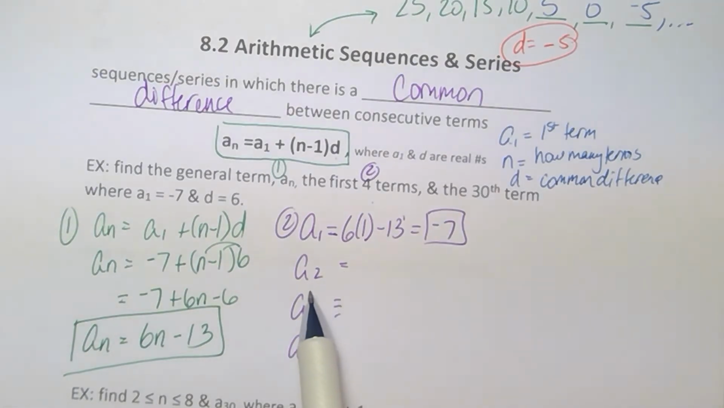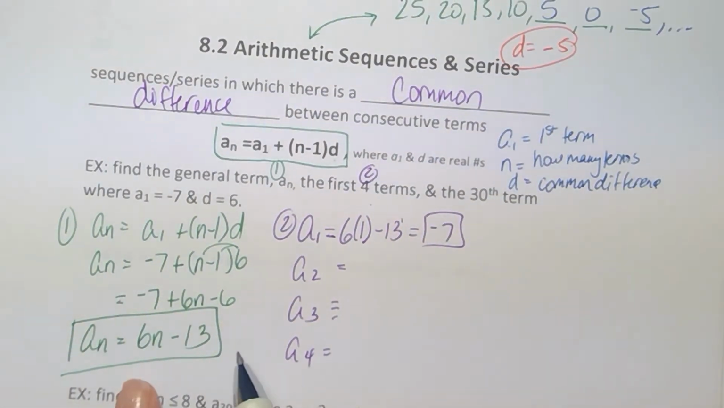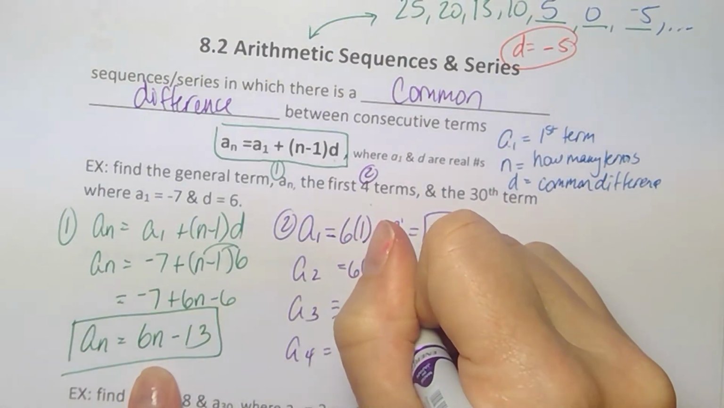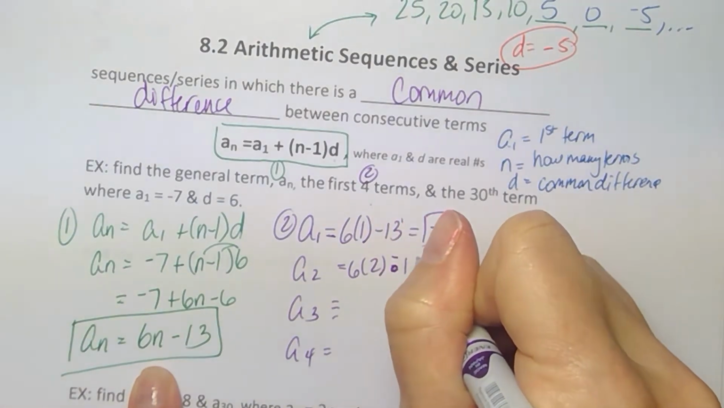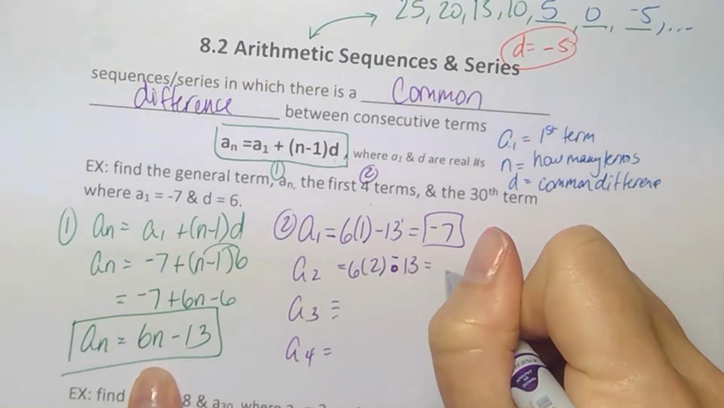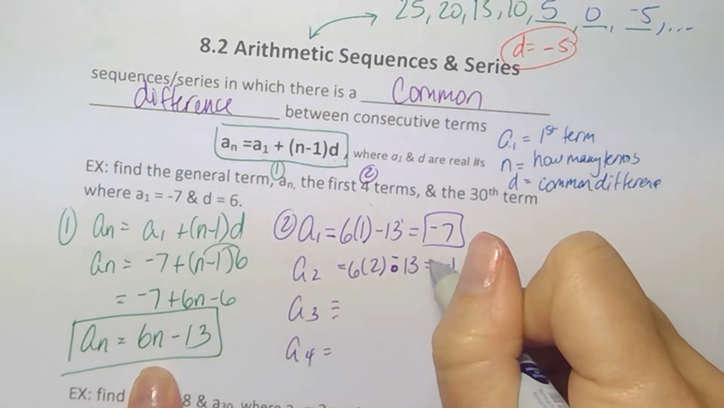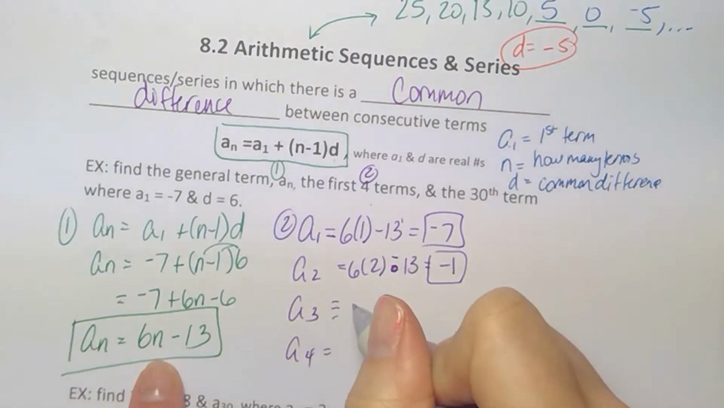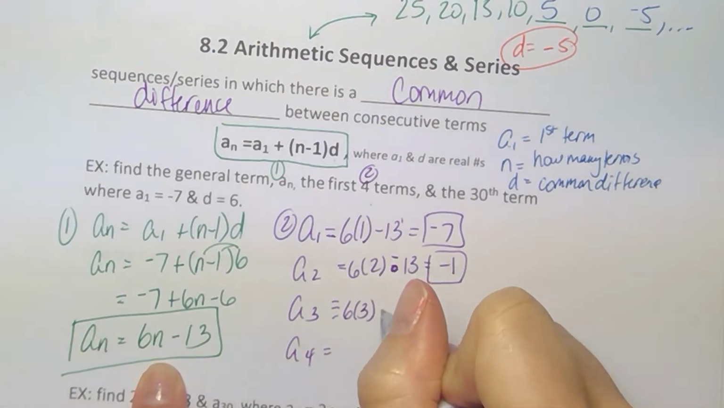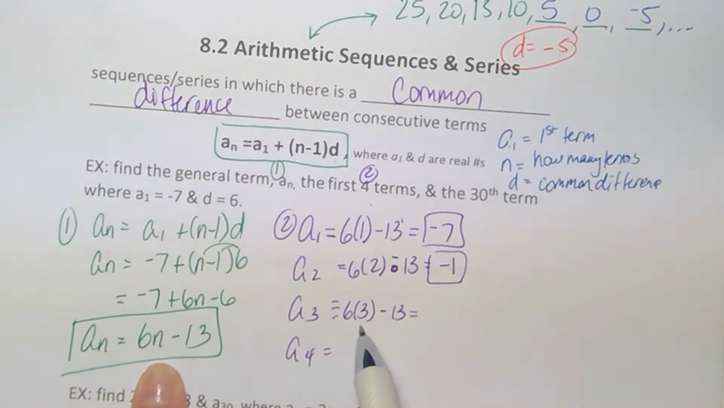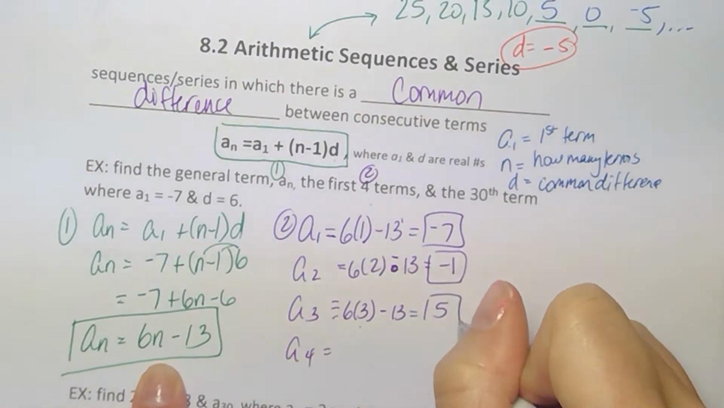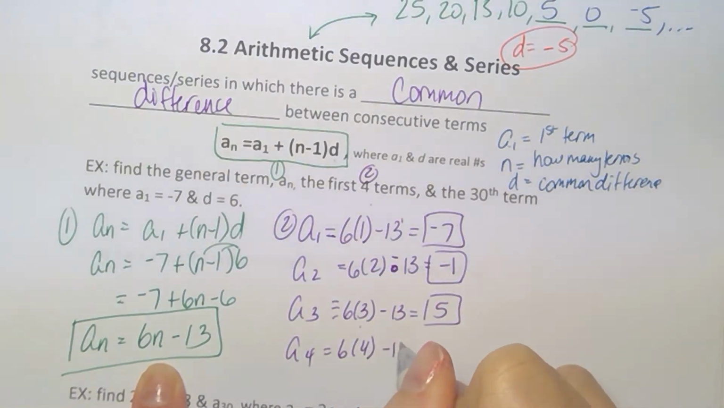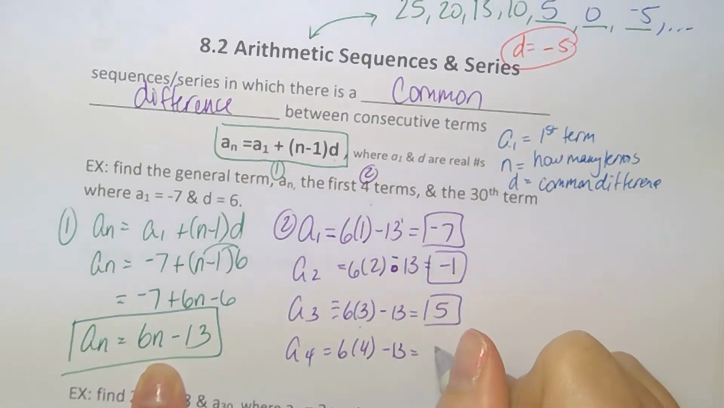Okay, so that was our first term. Let's do 2, 3, and 4, plugging into the general term. Now, if we plug in 2 where we have an n, we have 6 times 2 minus 13. 6 times 2 is 12, minus 13 is -1. So that would be my second term. My third term, if I use my general term here, I plug in 3 for n, so I would have 6 times 3 minus 13. 6 times 3 is 18, minus 13 is 5. And then my fourth term would be 6 times 4 minus 13, or 24 minus 13, which is 11.